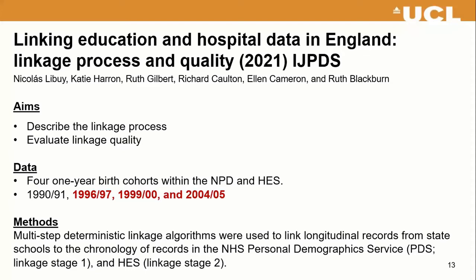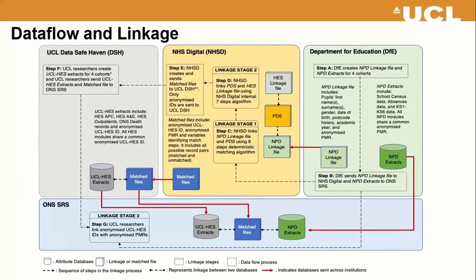So let me explain a little bit about how the linkage was done and which institutions were involved. This figure shows the overall data flow process between the Department for Education, NHS Digital, the Office for National Statistics and University College London. The linkage process for this specific project is divided into 3 stages.